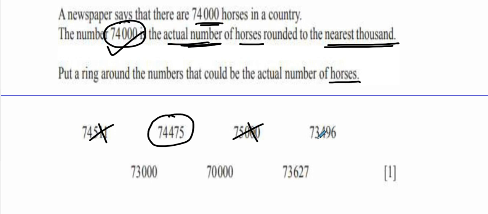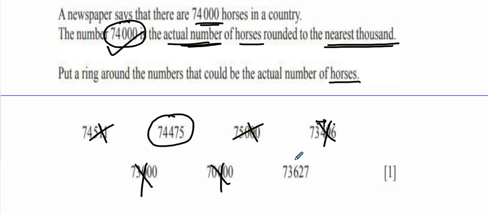Okay, how about this? Ones, tens, hundreds, thousands. This will be 4, add 0. This is not possible. Also this 73,000 rounds off to 73,000, not 74,000, so not possible.